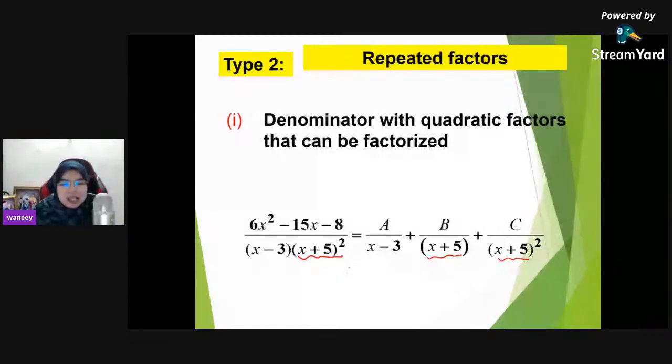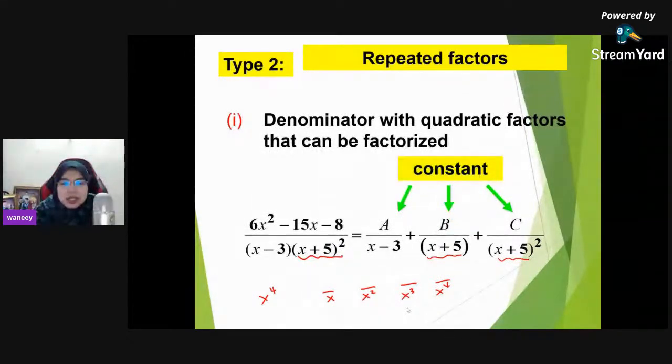Kalau katakanlah dia x kuasa 4, dia akan ada something over x, something over x squared, something over x cubed, something over x to the power 4. So itu repeated lah. Okay, what else? And don't forget that everything must be constant sebab dia masih linear. Cumanya dia linear yang repeat saja.